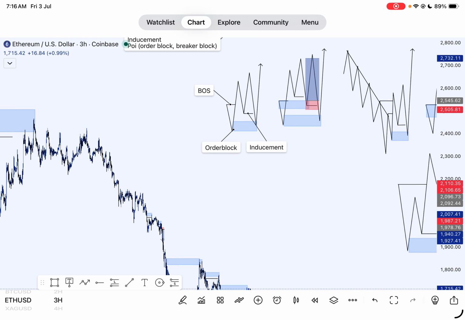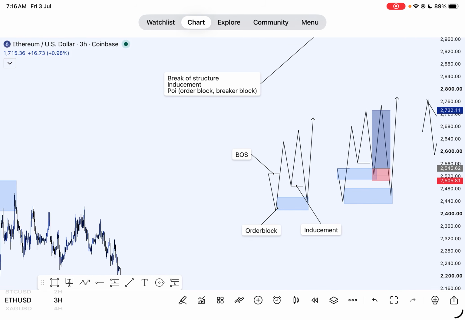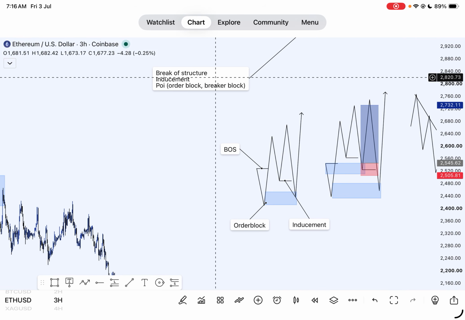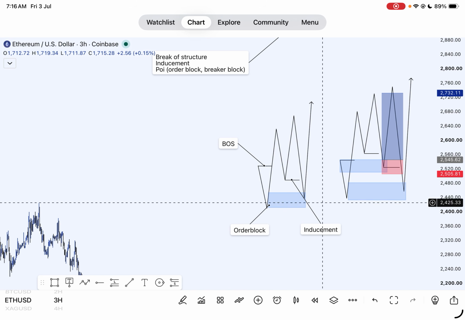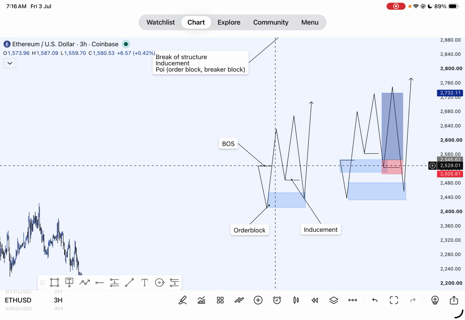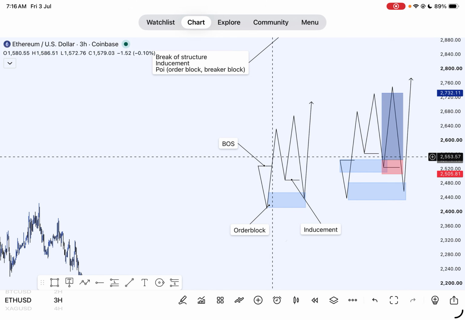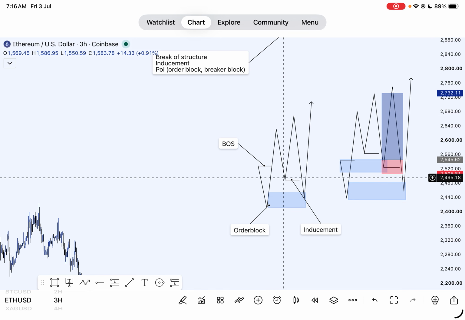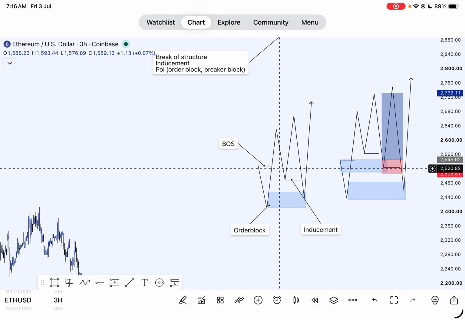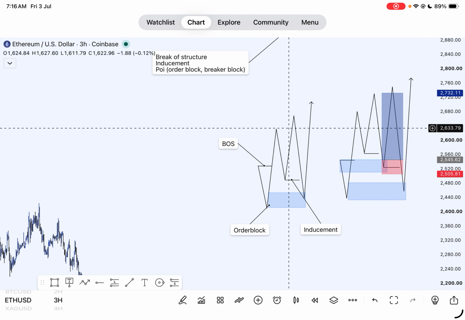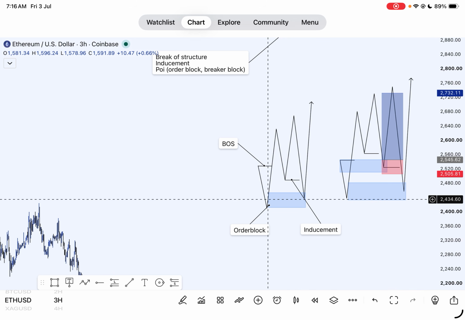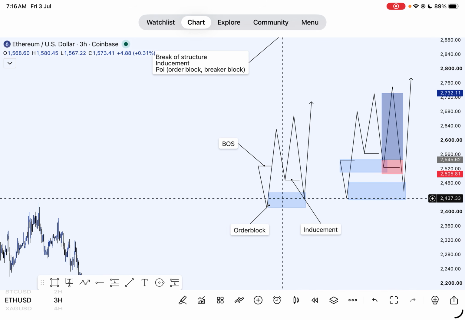Now, like I said, you need three things, which are your break of structure, inducement, and point of interest. If you look closely at this structure, you can see that this was a break of structure to the upside right here, right? And after that, we got this pullback. Remember, your first pullback after a break of structure is your inducement. You got this inducement right here. Price pulled back up, and this was our point of interest. Now, this point of interest is an order block.